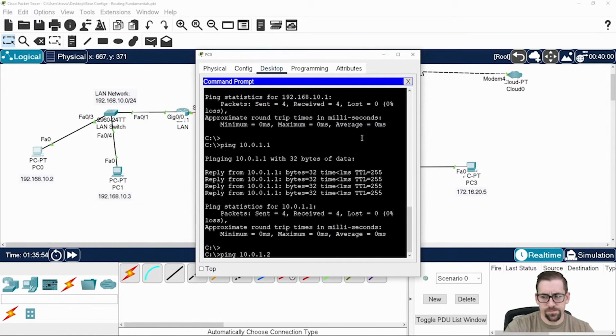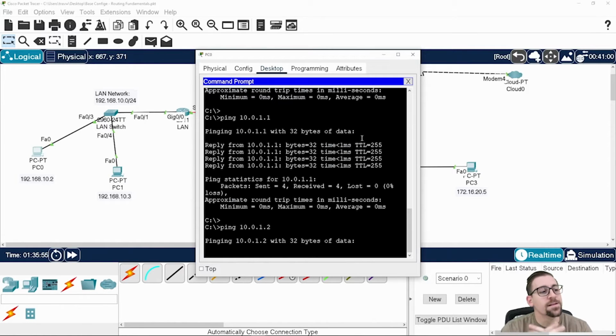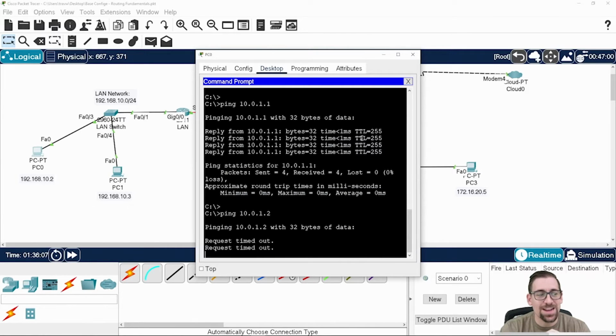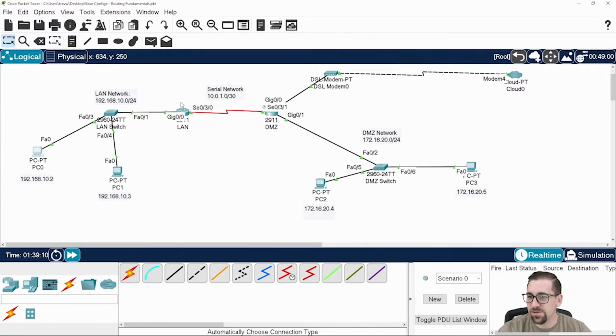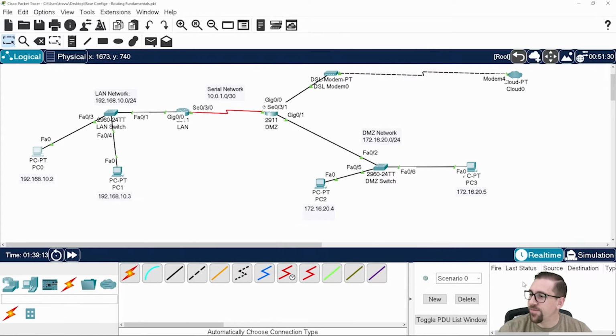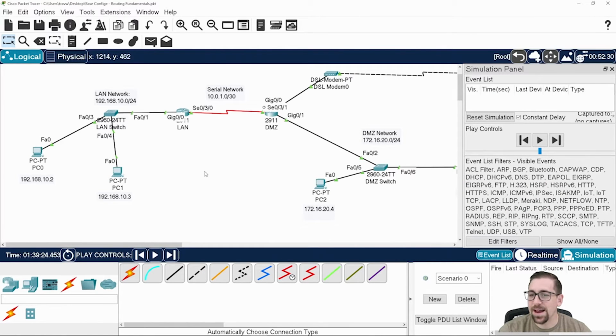10.0.1.2. We don't get a destination host unreachable. Why don't we get a destination host unreachable? Because the LAN router knows where to forward that traffic. We get a timeout. Why do we get a timeout? I think that this is actually a really good place to enter Cisco's simulation mode. So let's go forward in time a little bit here, and we look at this ping, and it's actually timed out 4 times. If we go into simulation mode, this actually stops time for us.